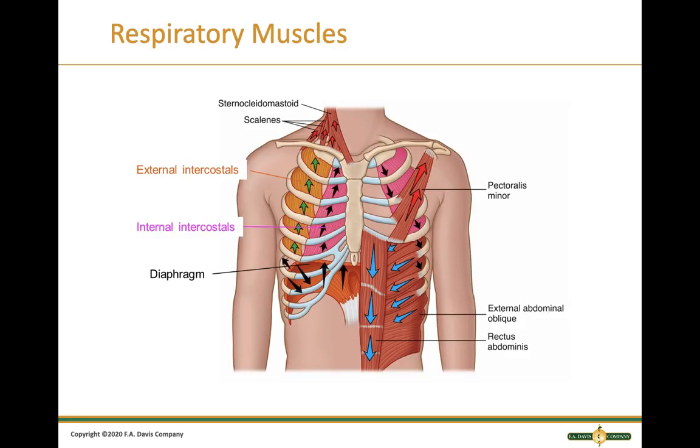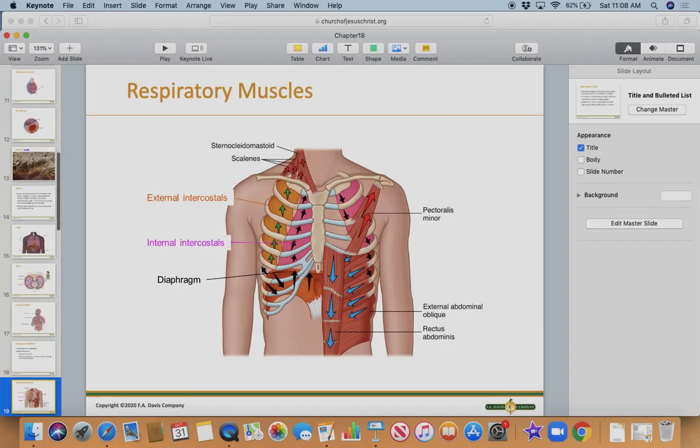So we need to know the muscles that contract during inspiration. So the main breathing muscle is the diaphragm, and it pulls down when it contracts, and then the external intercostals and the internal intercostals. So during normal, quiet breathing, those are the muscles that contract.